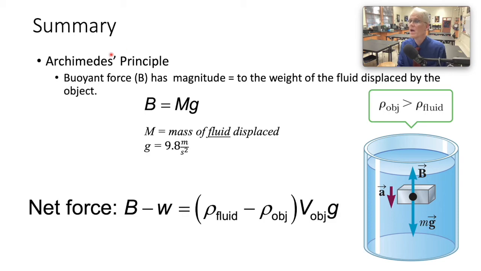So what do we know now? According to Archimedes' principle, the buoyant force has a magnitude equal to the weight of the fluid displaced. So it's going to be, we're calling this big M times g, and that big M is not the mass of the object, but the mass of the fluid displaced, times g. The net force is the buoyant force minus the weight. That works out to be the density of the fluid minus the density of the object, times the volume of the object that's doing the displacement, times g.